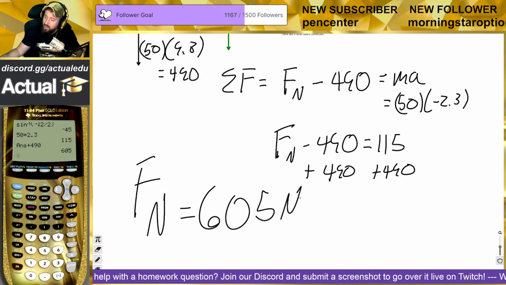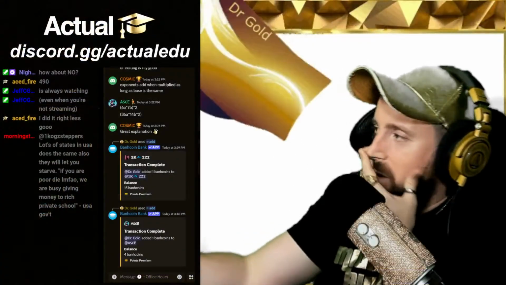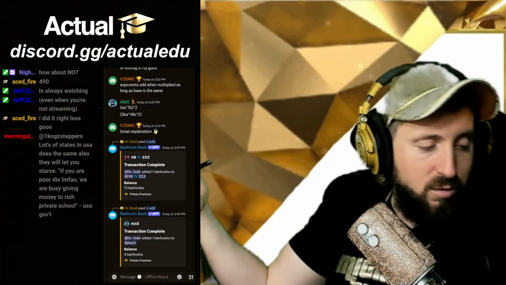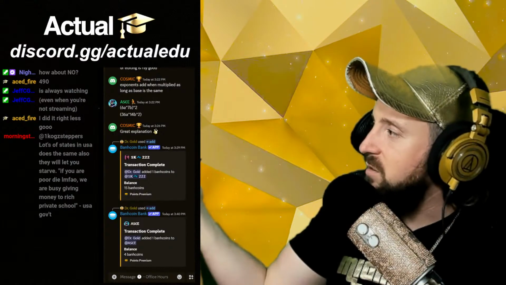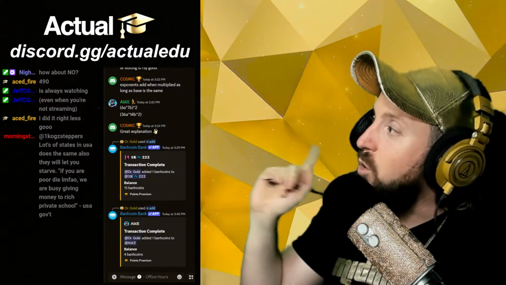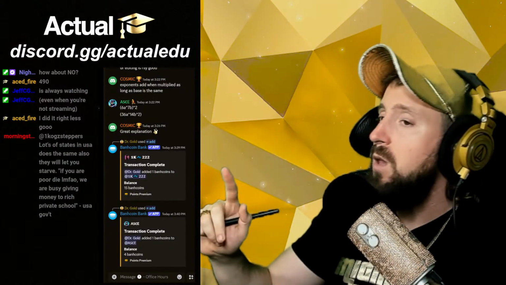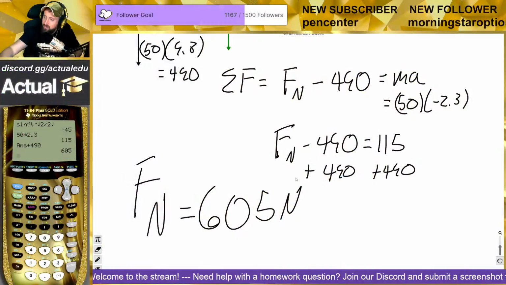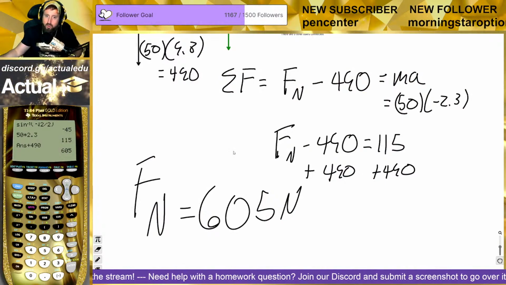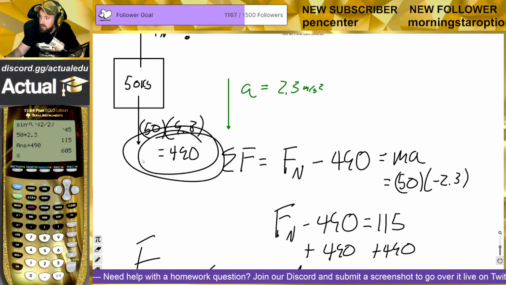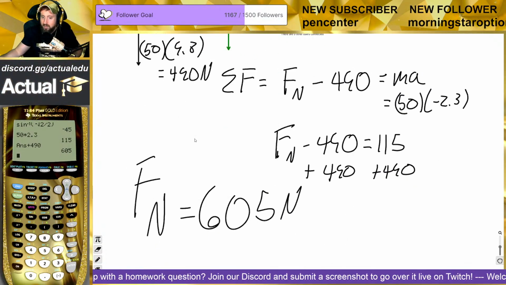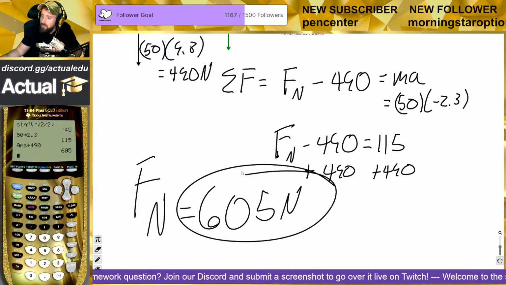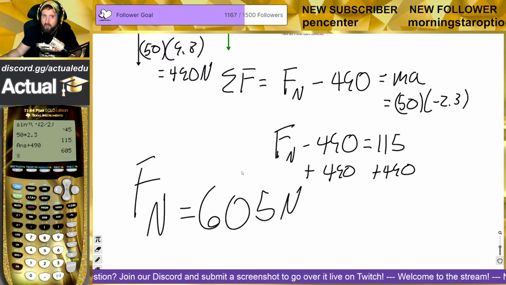Okay, but that's not done. If you tell someone, yo, bro, I weigh like 600 newtons, someone's like, I don't know what that means, right? So here's the quick conversion. Anytime you have a weight in newtons and they want the apparent weight, because this is how much you feel like you weigh. So normally you feel like 490 newtons, but now you feel like 605. But that's not a very useful number.